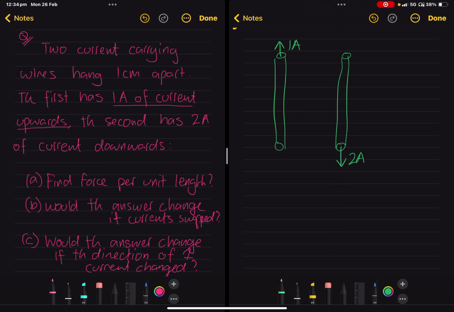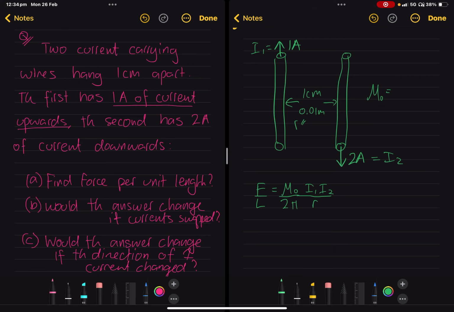Okay, so in this case, the formula we're going to be using is force per unit length. The force per unit length formula is mu naught over 2 pi multiplied by current 1 times current 2 in the numerator, multiplied by radius in the denominator. So radius is the distance between the two cables. Now they're 1 centimeter apart. This is 0.01 meters. So that's this distance here. So that's R. We have current 1, I1 is 1 amp. We have current 2, I2 is 2 amps.